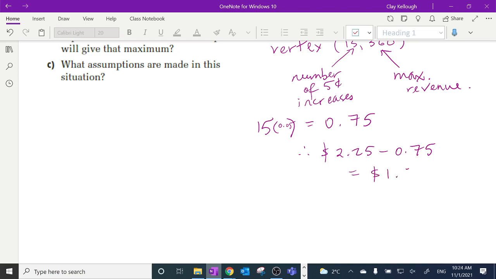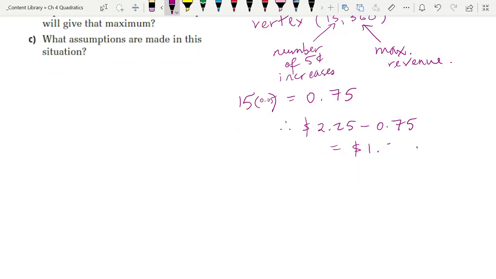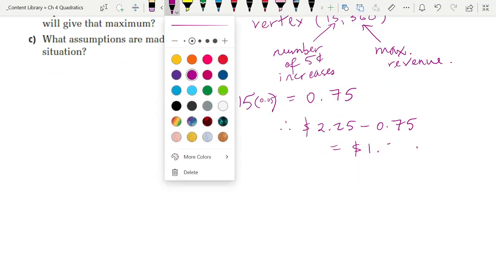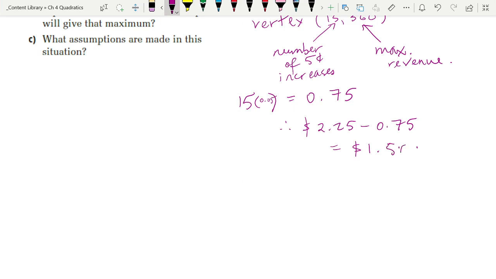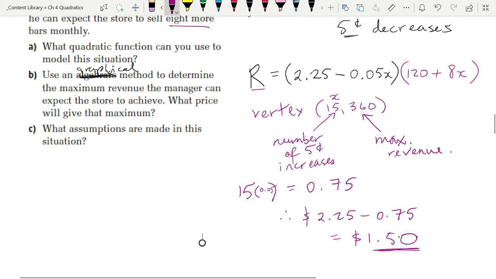Somebody double check my mental math. And somebody, hey, pen, come back. Every once in a while the pen decides to freeze on me. There we go, $1.50. And you know, the other place you could get this number is to just go back to here and plug in your X of 15.